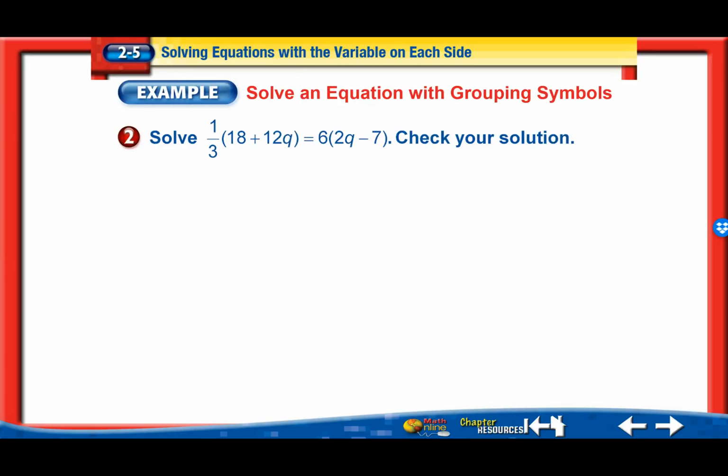Solve an equation with grouping symbols. Oh no, there's so much to do. Don't freak out, it's not that bad.